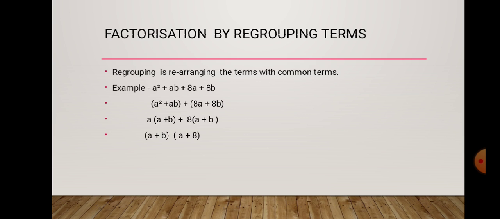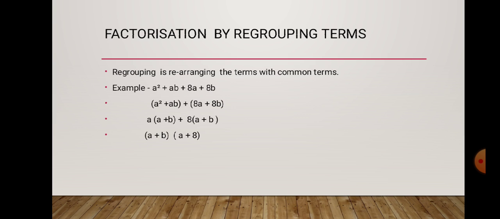What is common? In the first step, a square plus ab, a is common. In the second bracket, 8a plus 8b, 8 is common. So in the first bracket, we can take a as common. What is left in the bracket? A plus b. Now, in the second bracket, the plus sign will be there. What is common in the second bracket? 8. So we can take 8 outside. What is left in the bracket? A plus b.